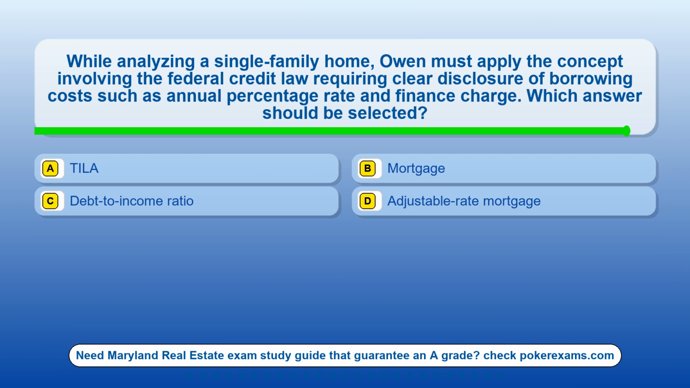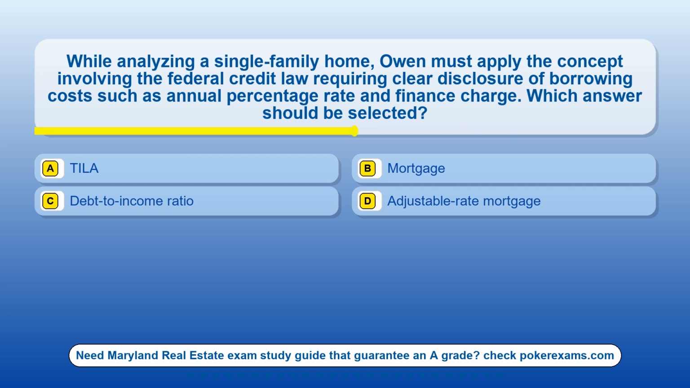Question 6. While analyzing a single-family home, Owen must apply the concept involving the federal credit law requiring clear disclosure of borrowing costs such as annual percentage rate and finance charge. Which answer should be selected? Option A, TILA. Option B, mortgage. Option C, debt-to-income ratio. Option D, adjustable-rate mortgage.